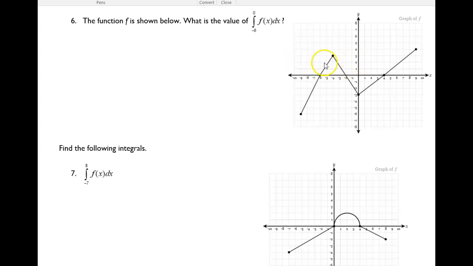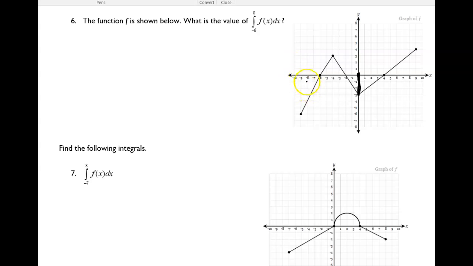In number 6, we have the graph of f. It asks us to find the value of the integral from -6 to 0 of f of x dx. So again, make sure you're starting at -6 and ending at 0. This is where we want to stop. So make sure you're paying attention to those bounds. I'm not doing all the area under this graph.